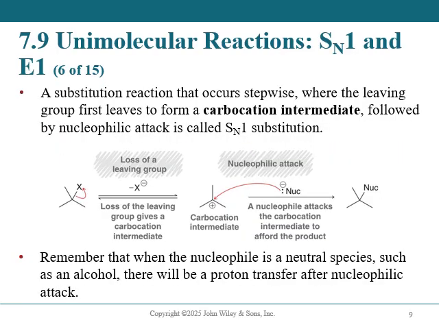A substitution reaction that occurs stepwise, where the leaving group first leaves to form a carbocation intermediate, followed by a nucleophilic attack, is called an SN1 substitution. Remember that when the nucleophile is a neutral species, such as an alcohol, there will be a proton transfer after the nucleophilic attack. This is important when you're being asked what is the final product. Make sure that you remove that proton.